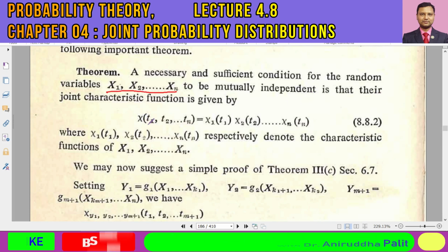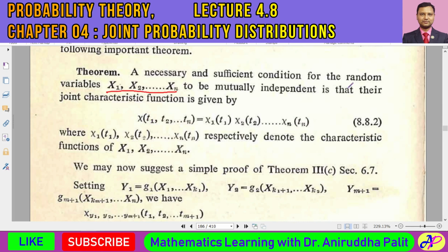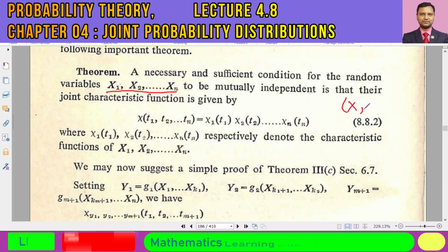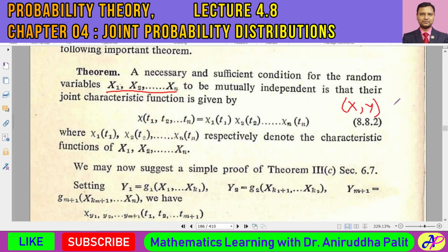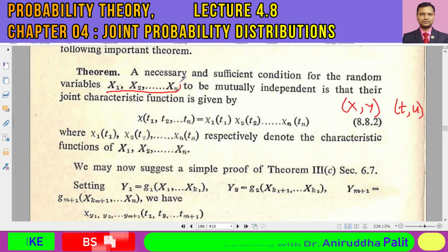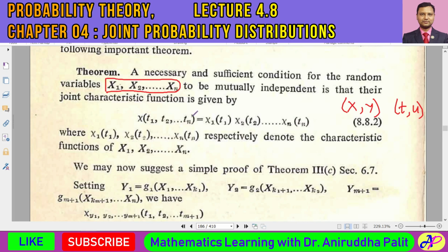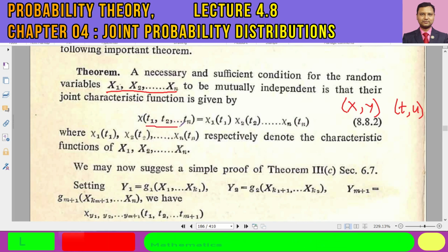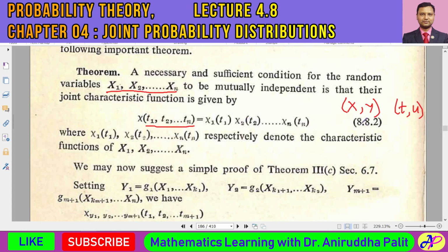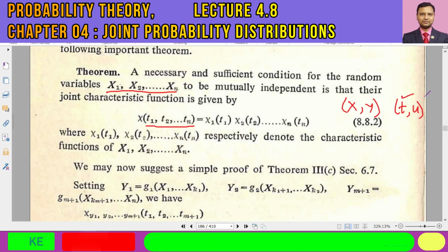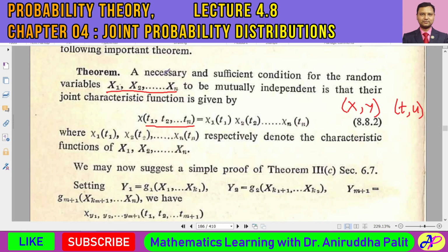Over here, we are considering the joint characteristic function. We already defined the characteristic function for two random variables, x and y, and there we had two real variables, t and u. But over here we have n random variables, x1, x2, ..., xn. That's why we have n real variables t1, t2, ..., tn in place of t and u. Initially, in the definition, we had only two random variables and that's why we had only two real variables t and u. But over here we have n random variables, so we have n real variables t1, t2, ..., tn.